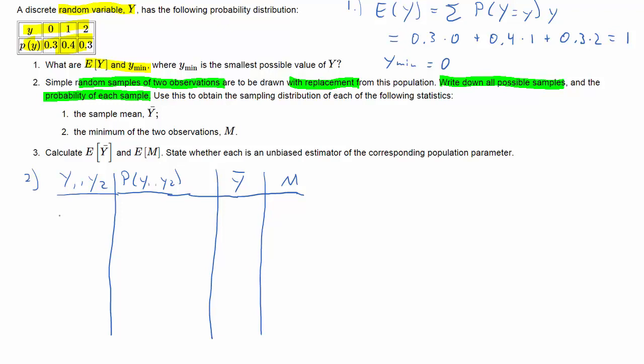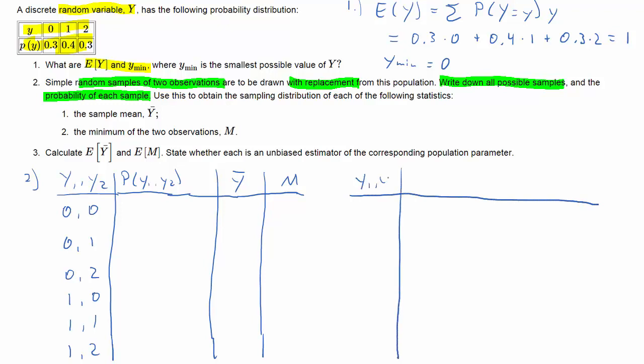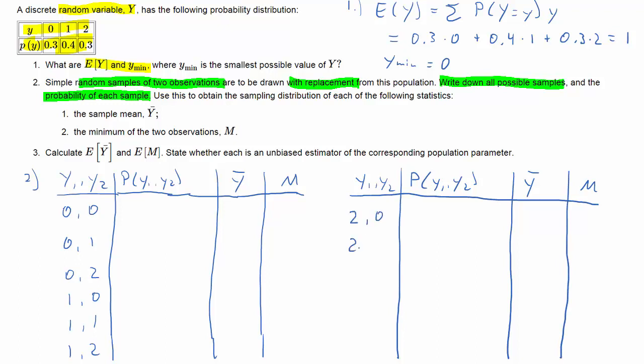So here we go. What are all the possible outcomes? So the first draw could be a 0, and the second could be a 0 as well. Then it could be 0, 1, 0, 2. That's then 1, 0, 1, 1, 1, 2. And I'll actually have to continue the table on the right-hand side. We'll have the same columns. So the outcomes, the probabilities, the sample mean and the sample minimum. So now we get the possibilities where we have a 2 first, 2 0, 2 1, 2 2. So 9 possible outcomes we can have.